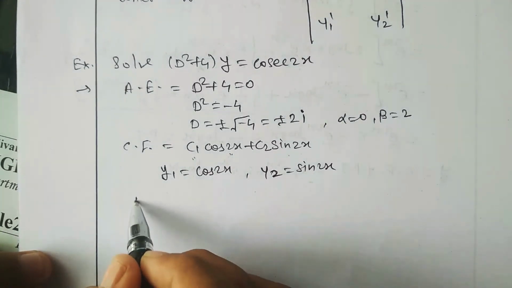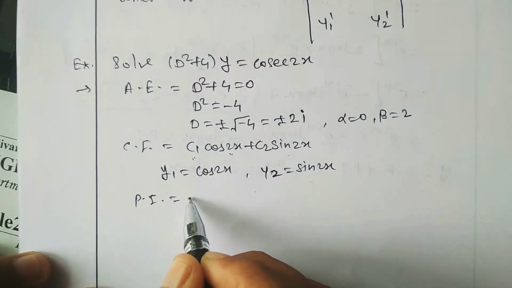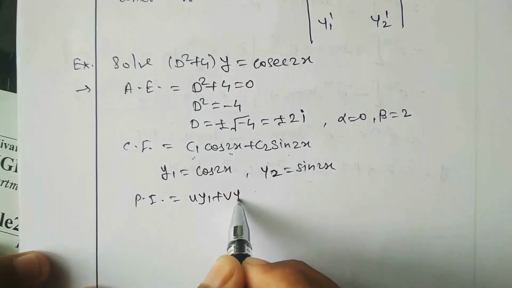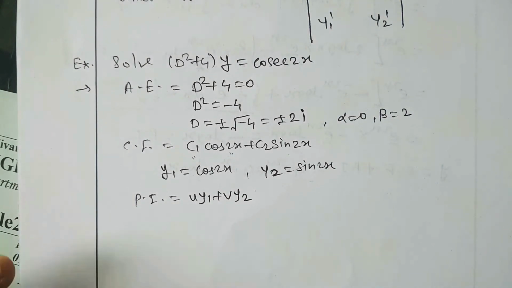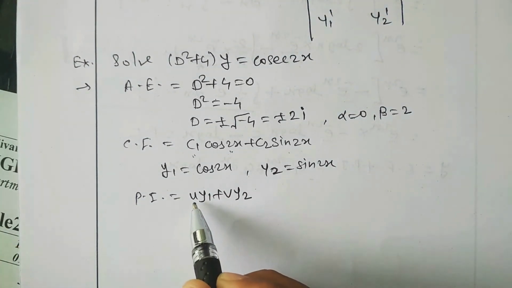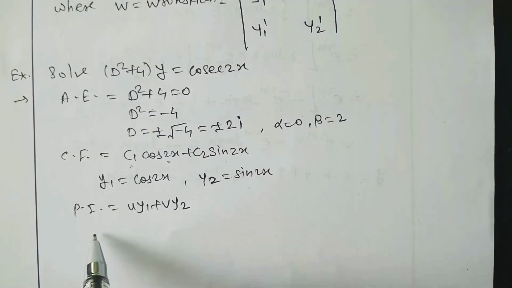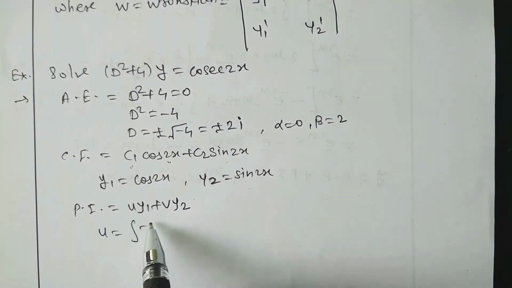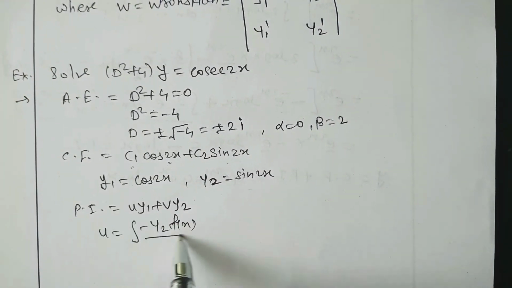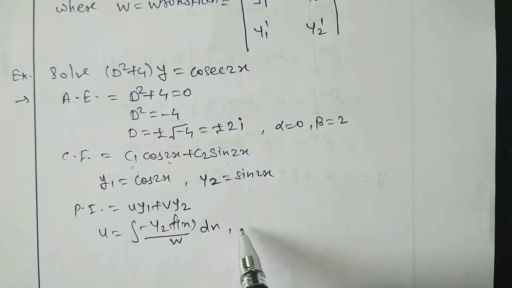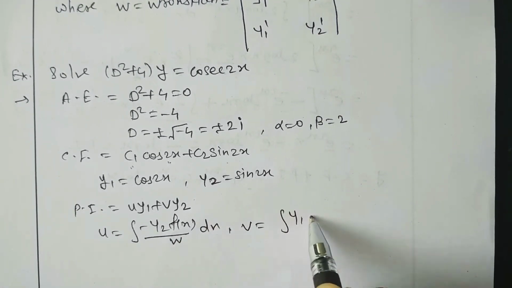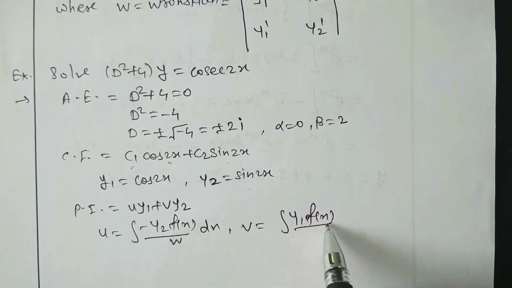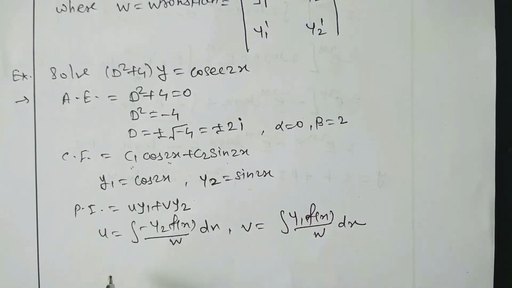The particular integral is given by u y1 plus v y2. So we have to calculate the values of u and v. What is the formula for u? Integration of minus y2 f of x upon w dx, and the formula for v is integration of y1 f of x upon w dx. To calculate u and v, first we require the value of w, that is the Wronskian.